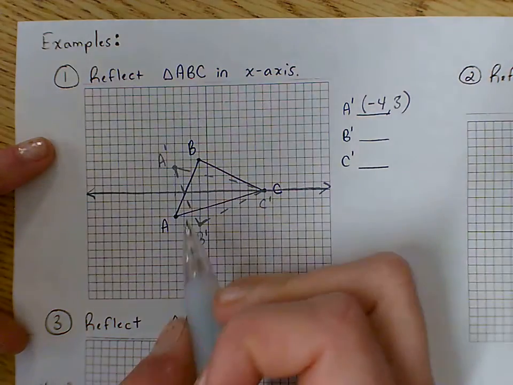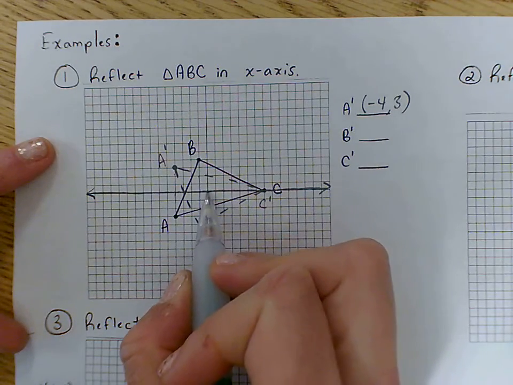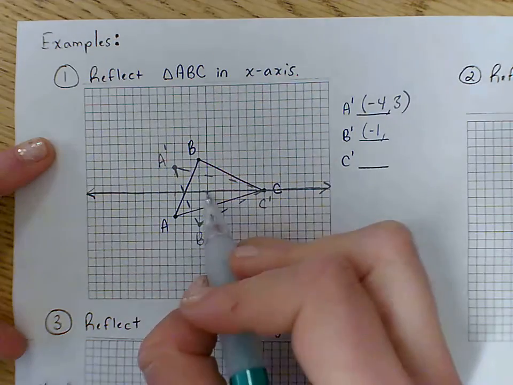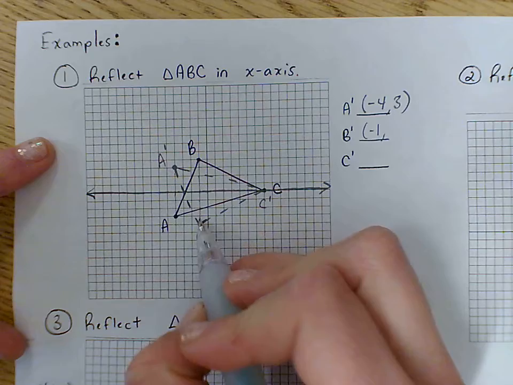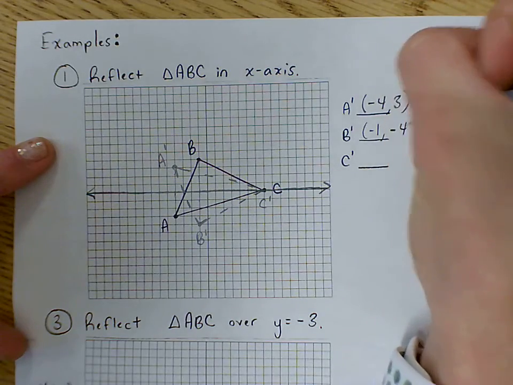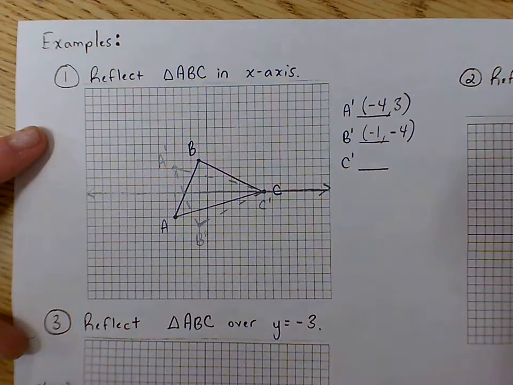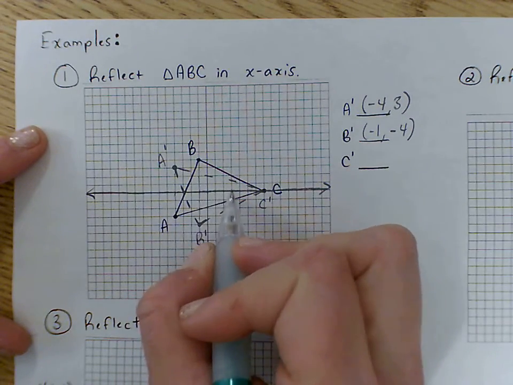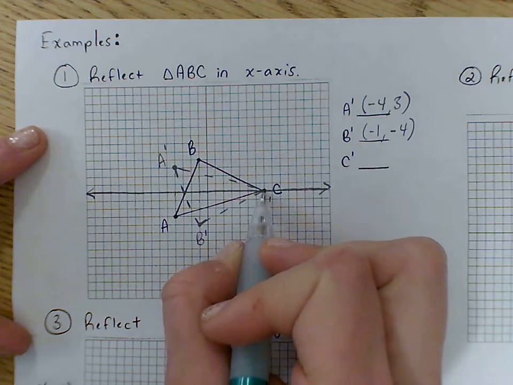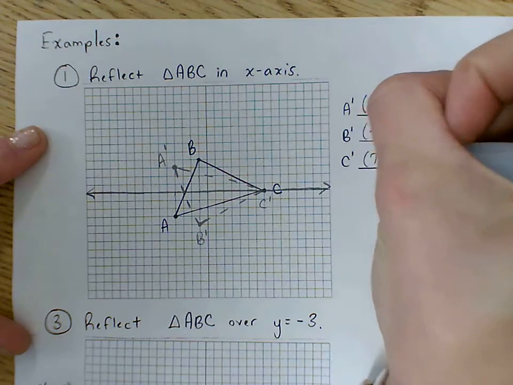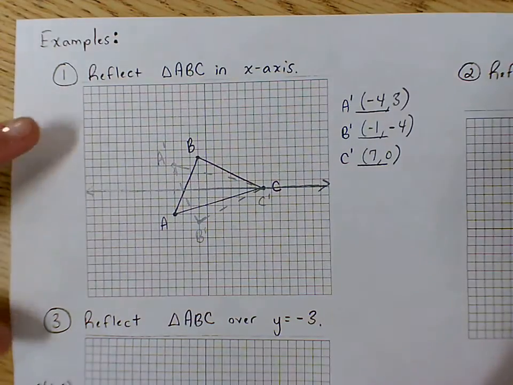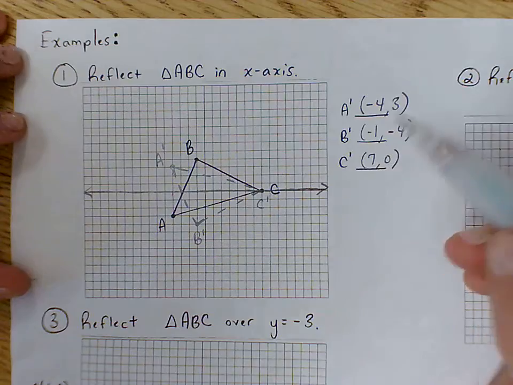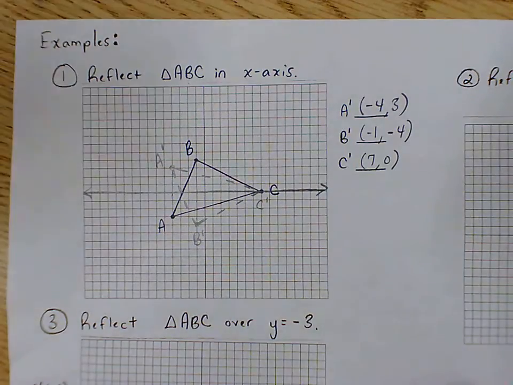And then B prime, it was down here, so we have to go back 1, so that's -1. And then from there we have to go down 1, 2, 3, 4, so it'd be -4. So the coordinate would be -1, -4. And then C, or C prime, 1, 2, 3, 4, 5, 6, 7. So it's at 7. And then we didn't go up or down, so it'd be 7, 0. So that is the image after we reflected that triangle over the x-axis.